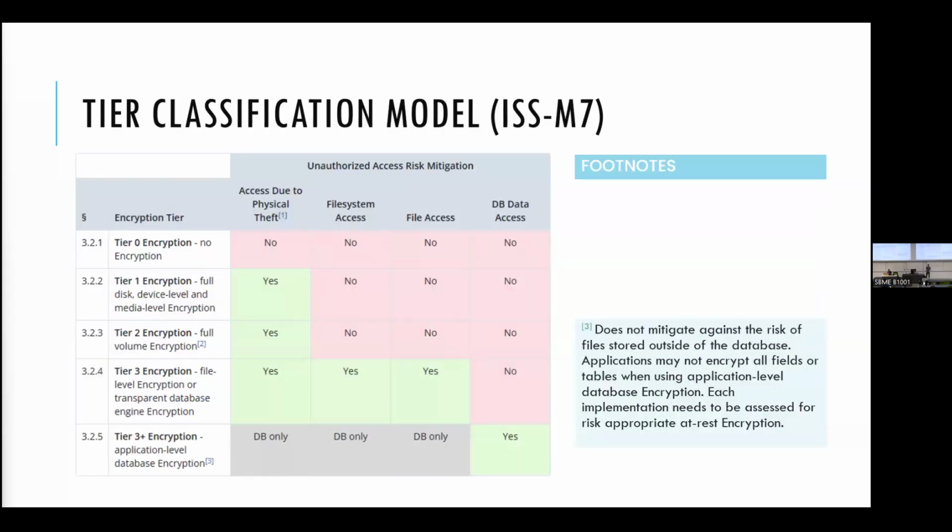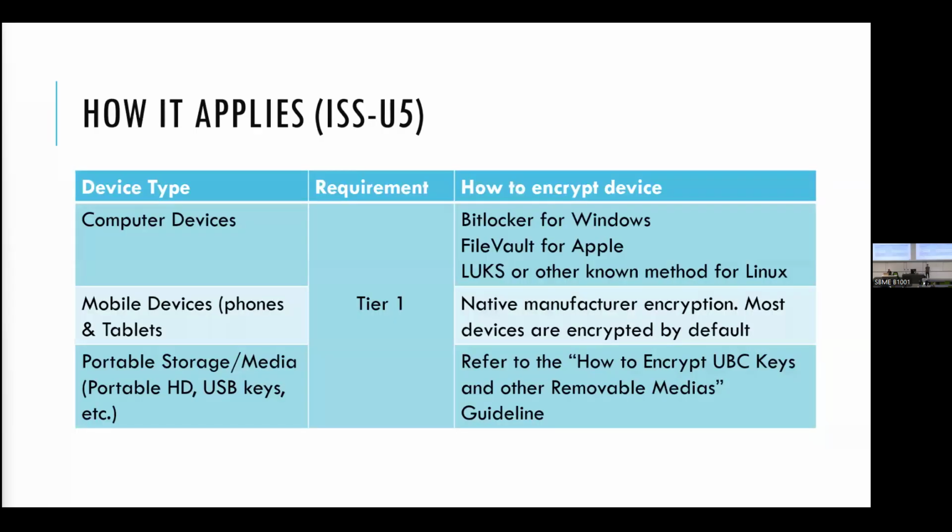Now, if I just go back here, tier 1 encryption is device level encryption. What it means for a computer would be BitLocker, FileVault for Apple, LUKS, or whatever you're using for Linux. For your mobile device, it's usually encrypted. Most mobile devices nowadays are encrypted by default, but you have to check with your manufacturer. And if it's anything else, like a portable hard drive or USB stick, there's a guideline also available on the UBC CIO website that tells you what you have to do to encrypt whatever you're using here.